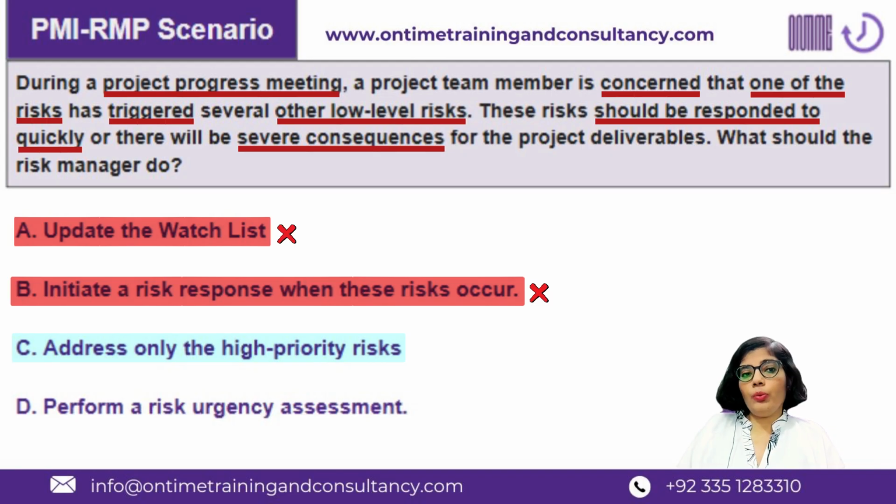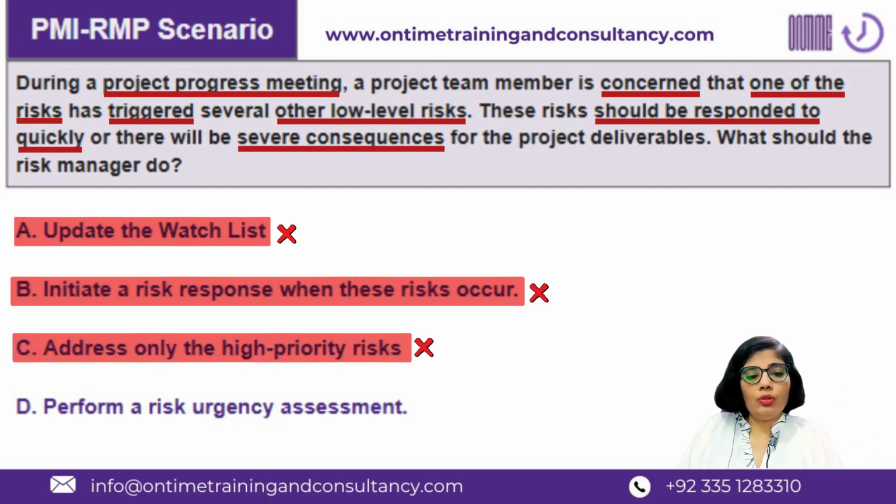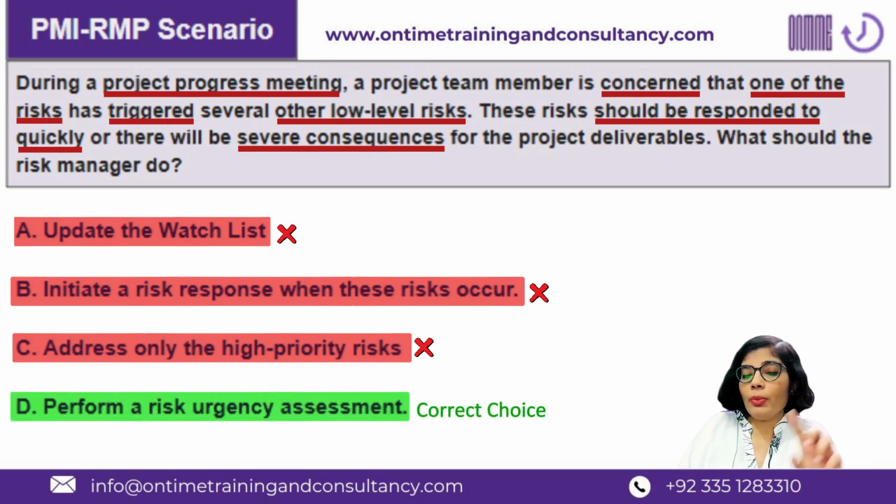Our risk, which has triggered multiple risks and is being a problem to the project objectives, those risks have to be stopped or slowed down to safeguard the project objectives, project benefits and project deliverables. So in this case, if you are going to be focused only on the high priority risks, then you are going to damage the project objectives. So C is not going to be the best thing to do in this situation. D is the best thing to do in this situation. Perform a risk urgency assessment.